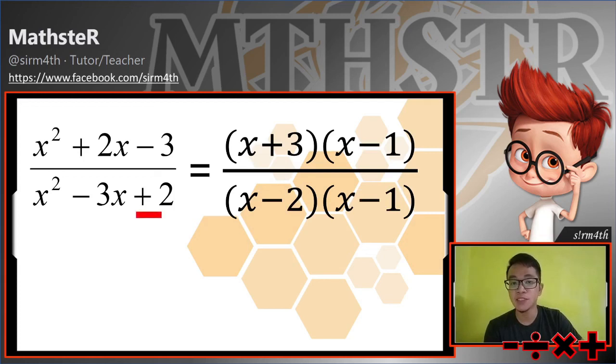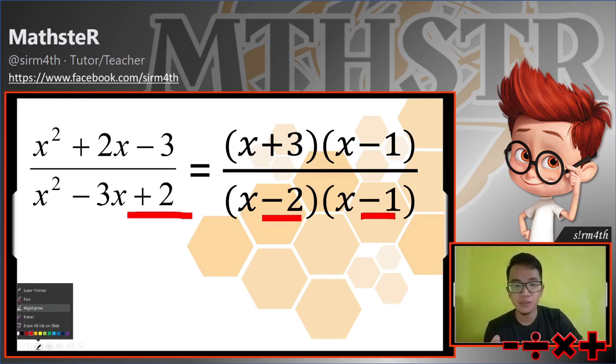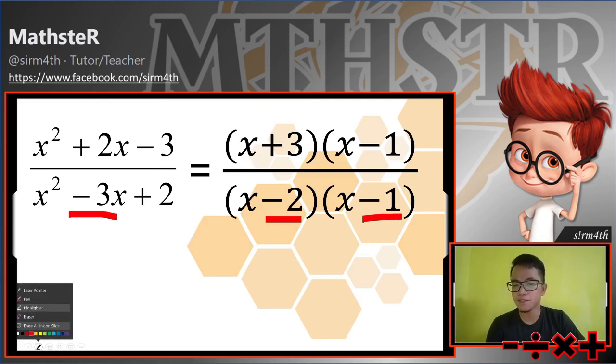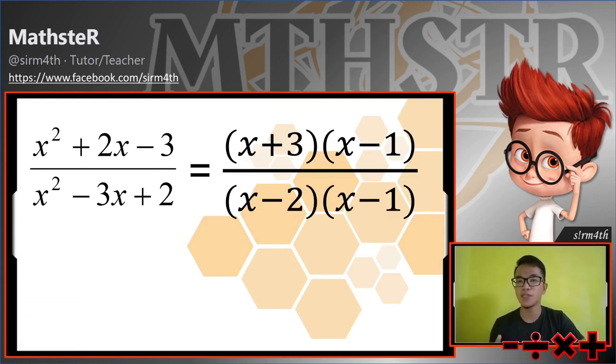Since this positive 2 has a positive sign, if we multiply negative 2 times negative 1, our answer there will be positive 2. And if we add negative 2 plus negative 1, our answer there is our second term, negative 3. So after factoring the numerator and the denominator, let's proceed with our third step, which is cancel the common factor.